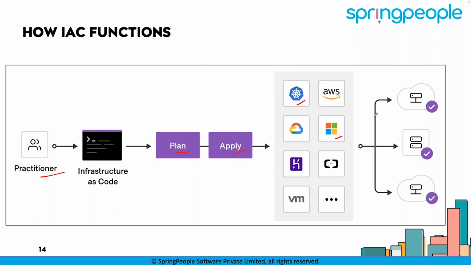These providers are either written by the service provider, like AWS writes the provider and gives it to Terraform to manage in their repository, or there are third party vendors who will write it, and there is also a provision for anybody to write their own providers.